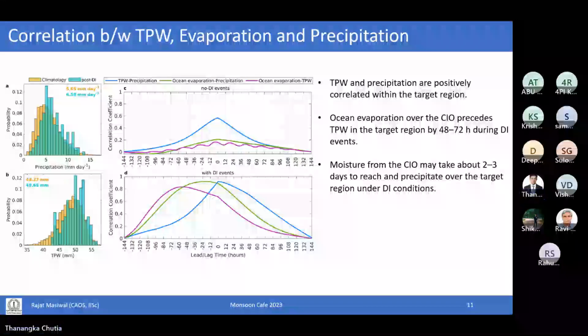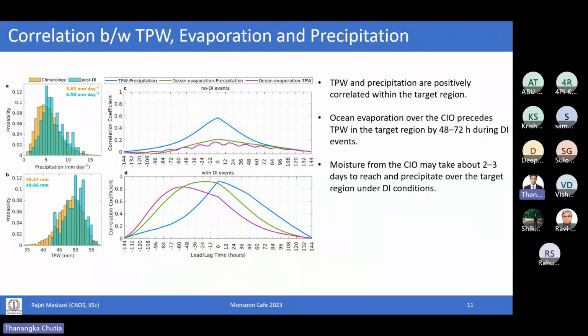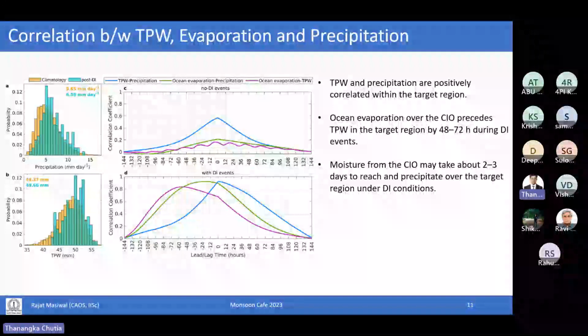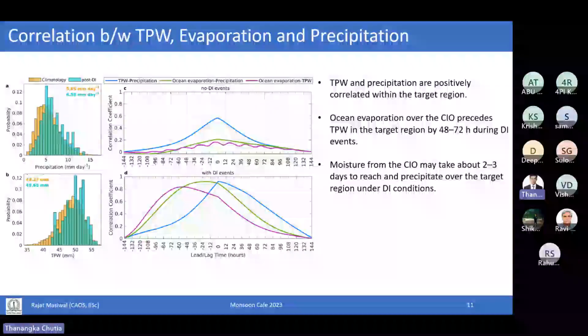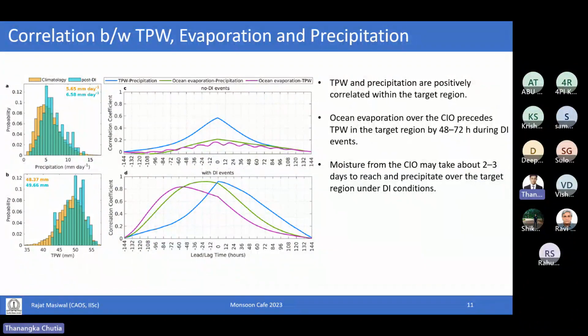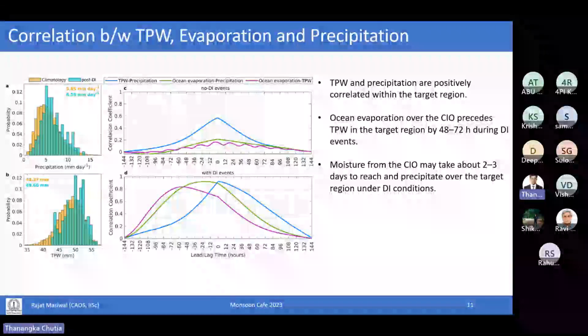So in the situation where there was a DI, we can see again there is a very strong correlation between the total precipitable water and precipitation at day 0, but there is a lag correlation between the ocean evaporation and precipitation, as well as the ocean evaporation and total precipitable water. So, ocean evaporation over the central Indian Ocean precedes total precipitable water by 2 to 3 days, and the moisture from the central Indian Ocean can take up to 2 to 3 days to reach and precipitate over the Indian region.